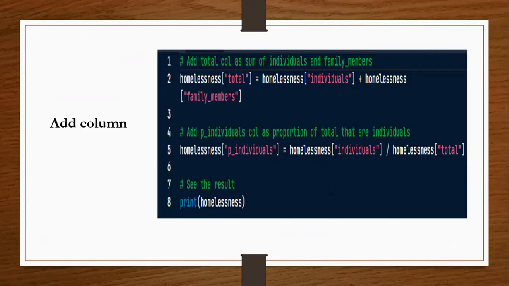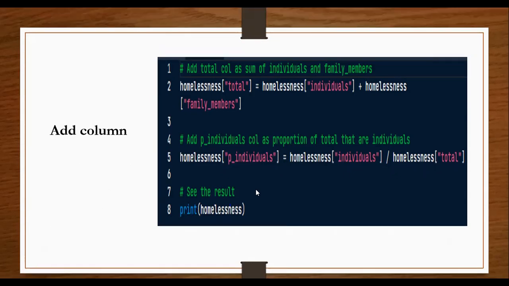To add a column to the previous syntax, we can easily write homelessness total is equal to homelessness individuals plus homelessness family members, because we want to add a total column. In this way we can easily add a total column. To add the individual percentage, we can write homeless individuals divided by homeless total. In this way we can easily find the percentage of individuals, where p represents the percentage. So by this way we can print homelessness and easily get our information.